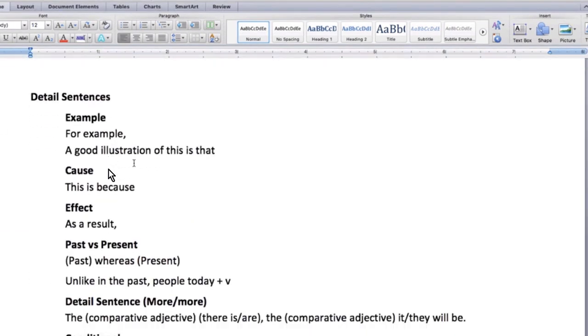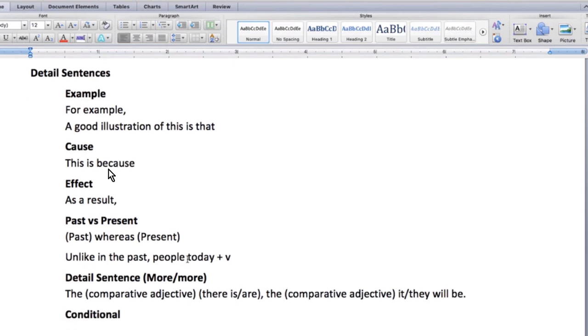The detail sentence can be one of these. You can give an example, a cause, a result, you can compare the past and the present. This is a very difficult one. Let's leave that one for now. Or a conditional. Conditionals are very good. I'll explain why later. I think for this one, you're just going to do an example. Don't do an example for every detail sentence. Just use example once. So let me use that one.